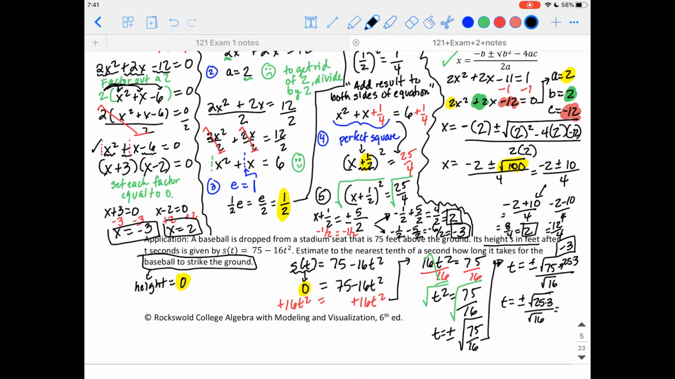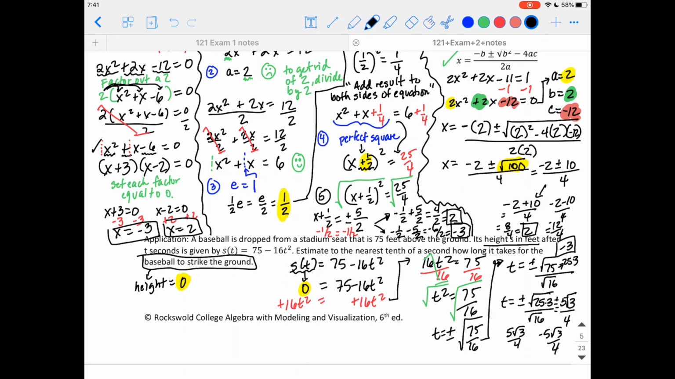So the square root of 25 is 5, and the square root of 3 is ugly, so it stays square root of 3. And the square root of 16 is 4, and it's going to be positive and negative. So we have 5 square root of 3 over 4 and negative 5 square root of 3 over 4.